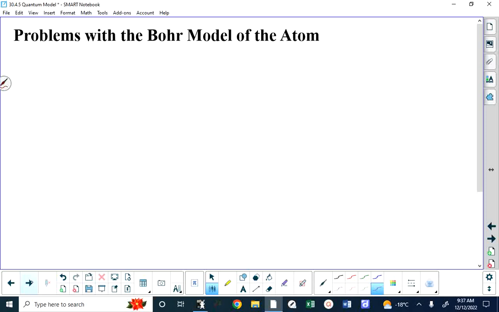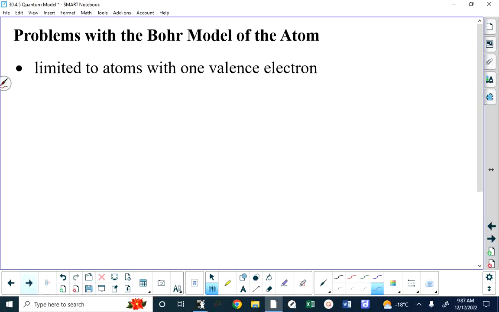So what are the problems with the Bohr model of the atom? Well, it's limited to atoms with one valence electron. So when you take a look at a periodic table, I want to make sure you understand what I mean by limited. Niels Bohr was able to come up with formulas to find the energy level diagrams of only some of these atoms. He could not come up with energy level diagrams for the other atoms.